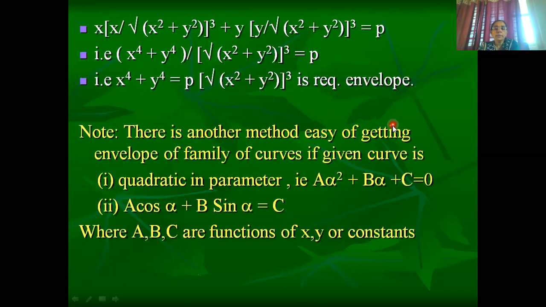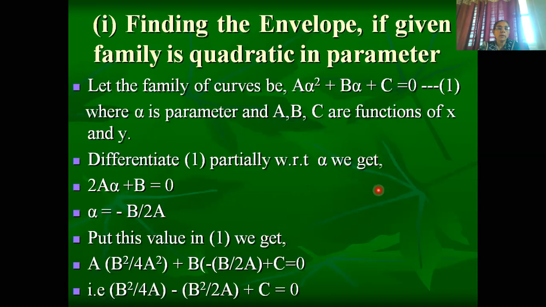There is another easy method to get the envelope without differentiating, but only if the curve is in the form of a quadratic in alpha, or in the form a cos alpha plus b sin alpha equal to c. In both equations, a, b, c are functions of x and y, or constants. So this is also an easy method and you can use it for some examples. Otherwise, proceed as in the previous examples.